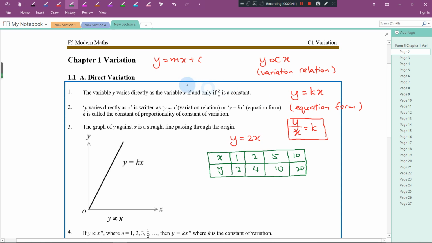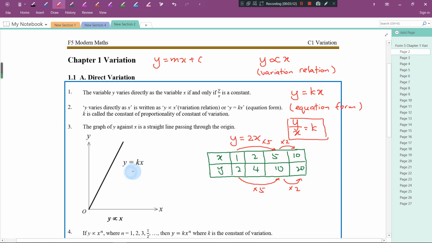Let me show you another characteristic of direct variation. Try to look at the value of x here, from 1 to 5, times 5. The value of y will change in the same manner, times 5 as well. 2 times 5 gets 10. When the value of x goes from 5 to 10, times 2, the value of y changes in the same manner as well, times 2. This is another characteristic of direct variation.